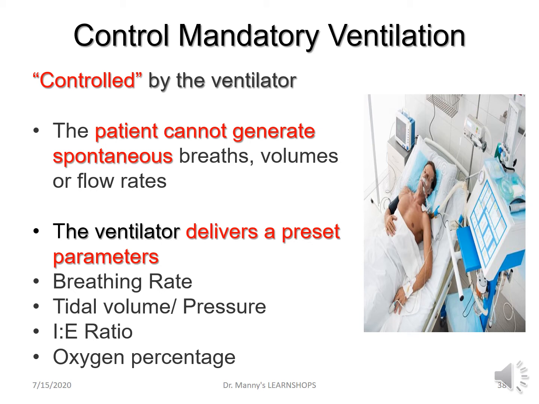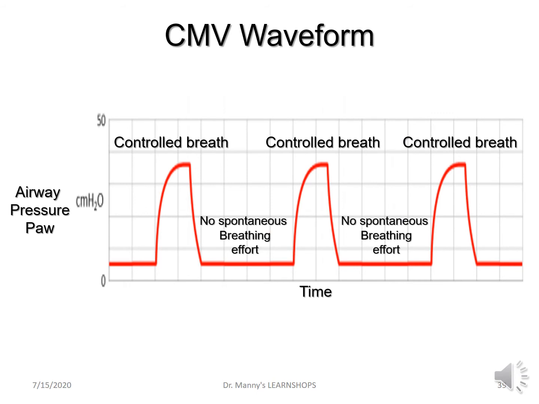CMV. The CMV waveform and control mandatory ventilation, look at the graph. You've got control breaths, positive pressure. They go above the baseline 0 to whatever volume or pressure is set. If you set a volume, you don't know what the pressure will be. If you set a pressure, you don't know what the volume will be. This depends on the patient's lung compliance. But there is no spontaneous breathing effort here. This is control.